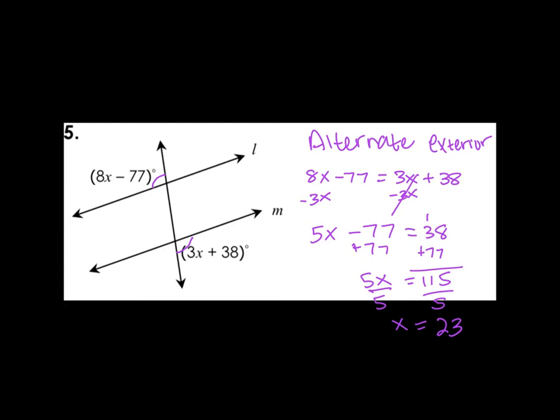All right, so if I plug this back in, I should get the same thing on both sides. So 8 times 23 minus 77. So 8 times 23 is going to give us 184 minus 77 gives us 107. And then I should get the same thing here when I plug it in. So 3 times 23 plus 38. So 3 times 23 is going to give us 69 plus 38 gives us 107. So I get the same thing on both sides because they are congruent.